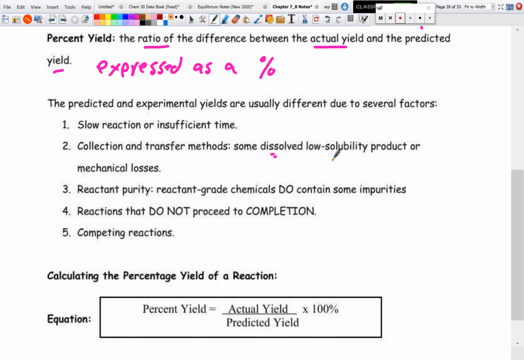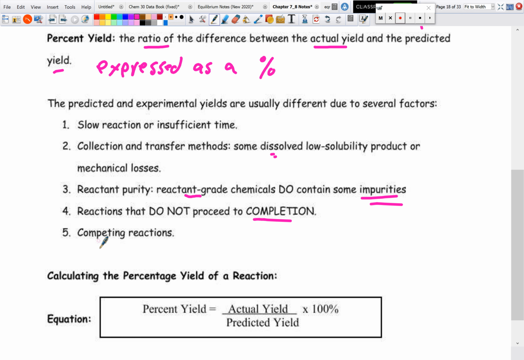And of course, reactant purity is one as well. If we do not have reagent grade chemicals, that can cause a problem, but even reagent grade chemicals contain some impurities. So normally reagent grade, we classify them as 100% pure, but that's not the case at all. There's always impurities in there. And of course, reactions don't always go to completion, meaning that we don't get 100% of the products being formed.